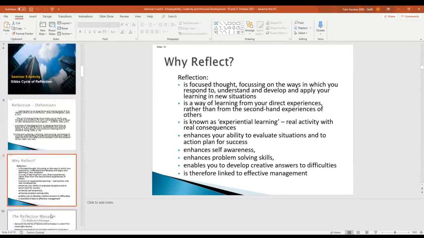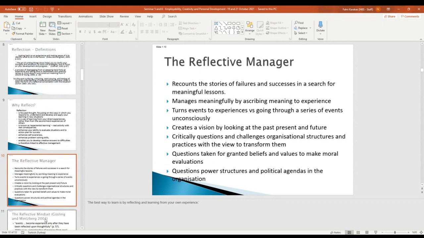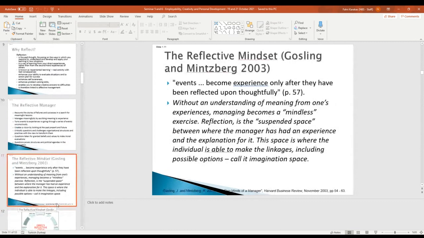So why do we reflect? It is also called experiential learning, because we want you to think deeper and enhance your self-awareness and problem-solving skills. So it is very related to effective management. We call this the reflective manager. The reflective manager recounts the experiences of failures and successes in search of meaningful lessons, and critically questions everything, challenges structures, and transforms them. And this is important for effective management.